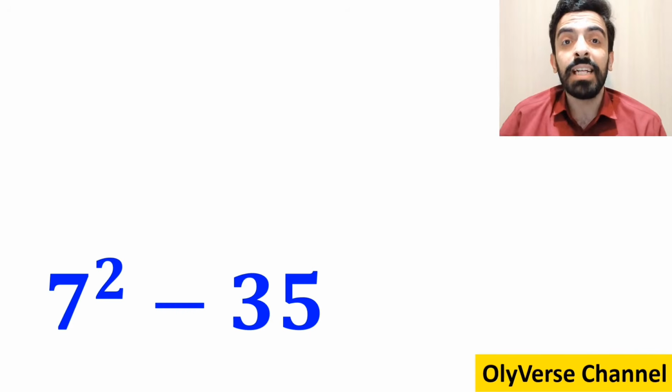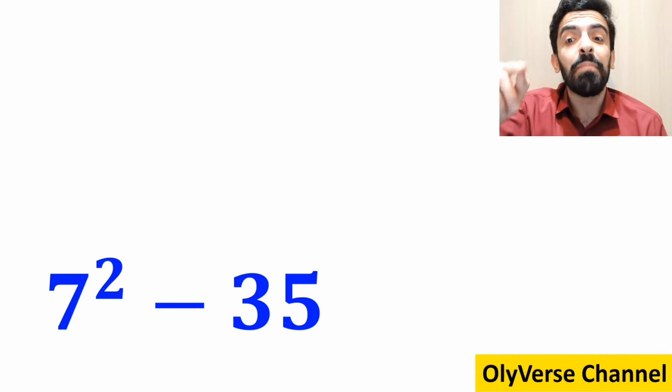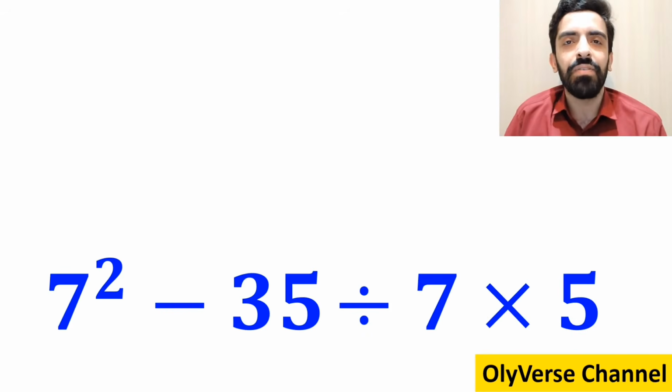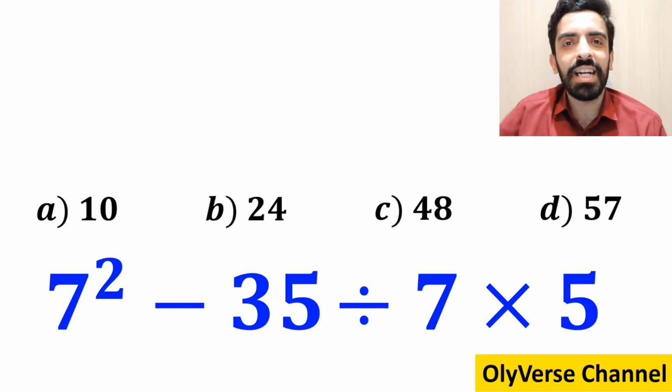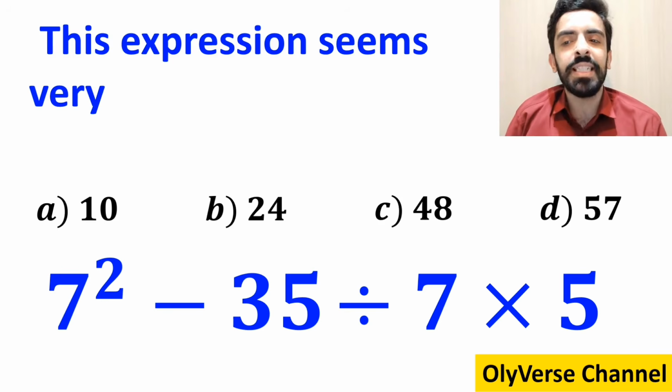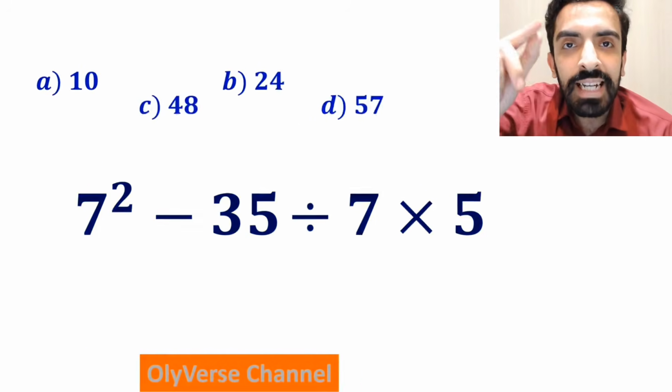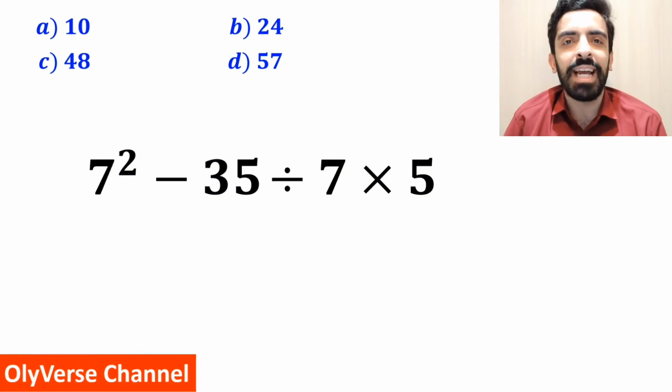What is the value of the expression 7 squared minus 35 divided by 7 multiplied by 5? Which option do you think is the correct answer to this question? This expression seems very simple, but it tricks 99% of people. Let's dive in and break it down step by step together.